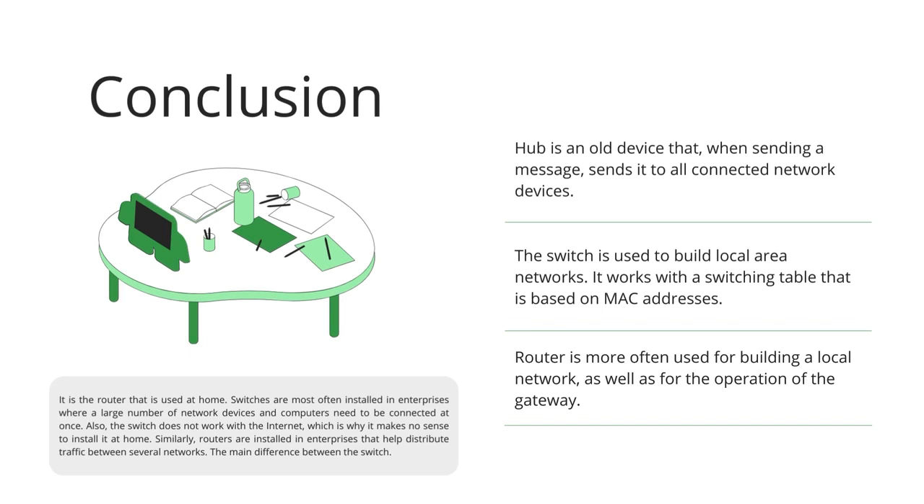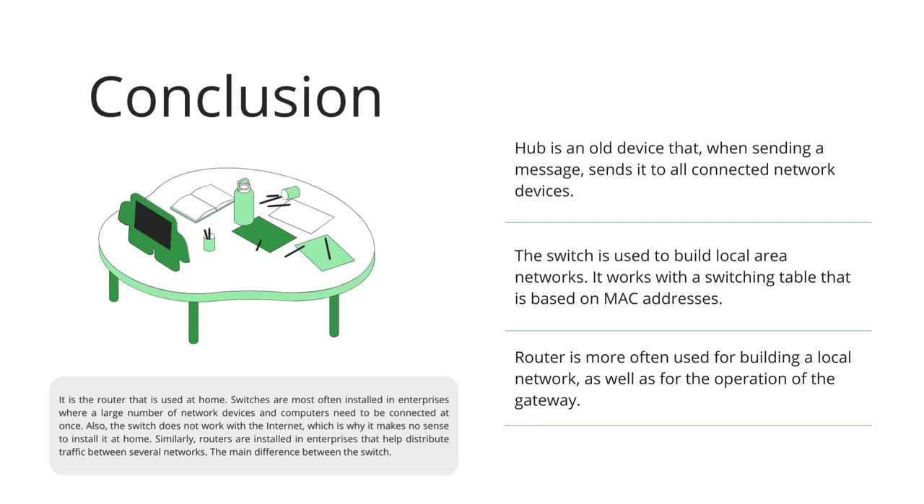Router is more often used for building a local network as well as for the operation of the gateway. It can work with several networks at once, intelligently distributing traffic between all devices. It has a complex operating system with settings where you can set up a site filter, connect to a VPN, set a strict limit on the traffic used, set up a print server, change the Wi-Fi configuration, and much more. It works with IP addressing at the network level.